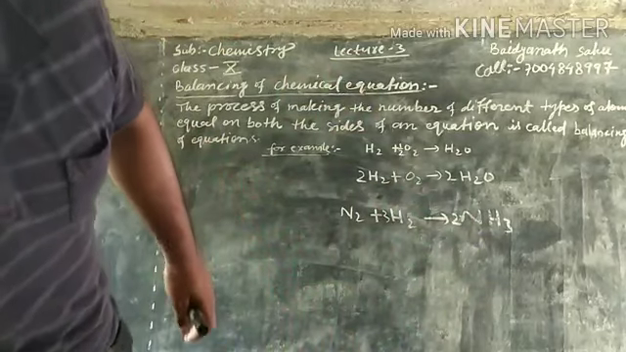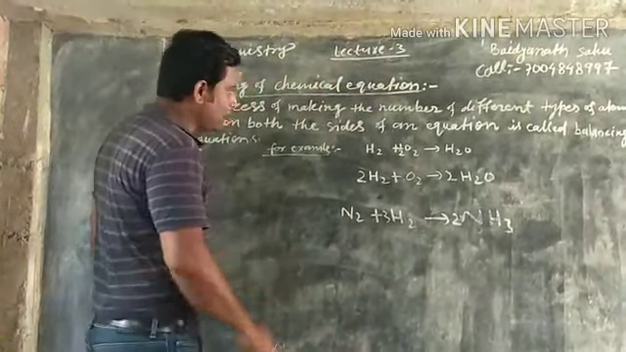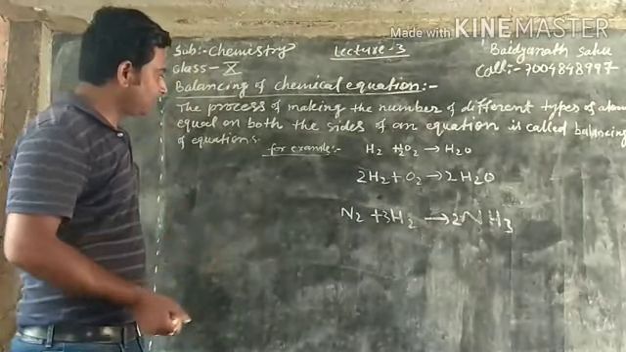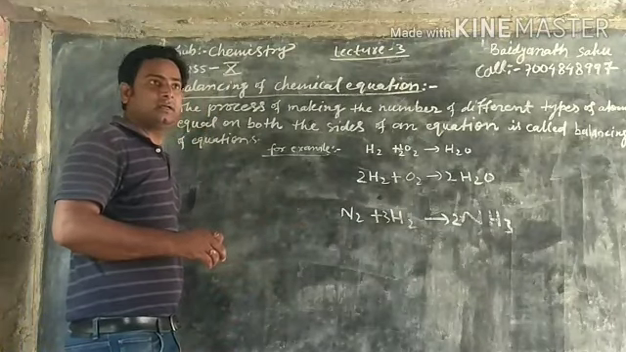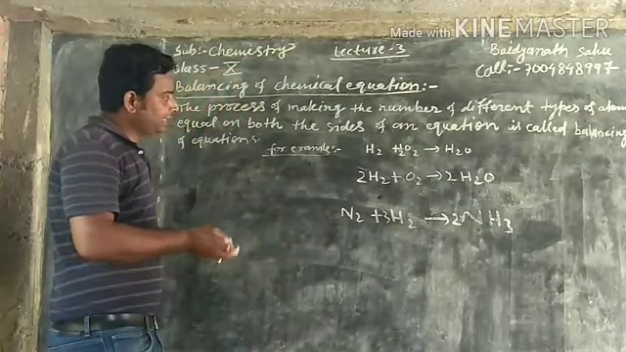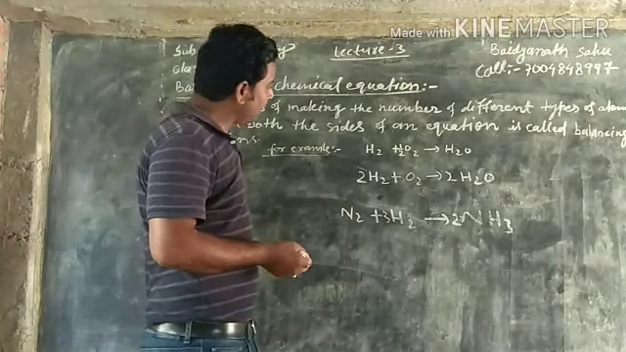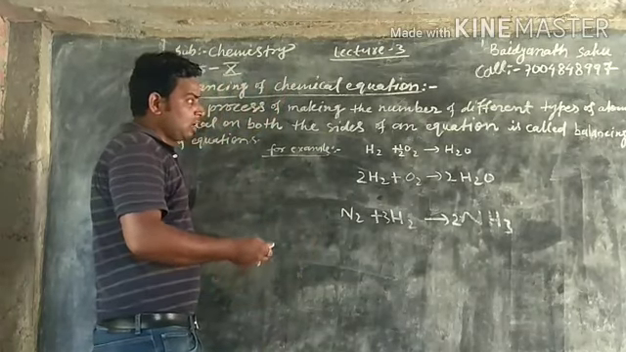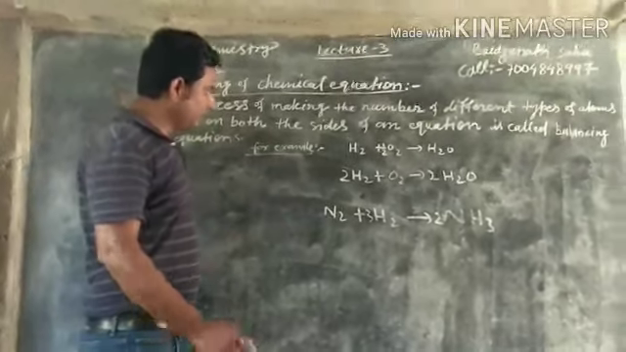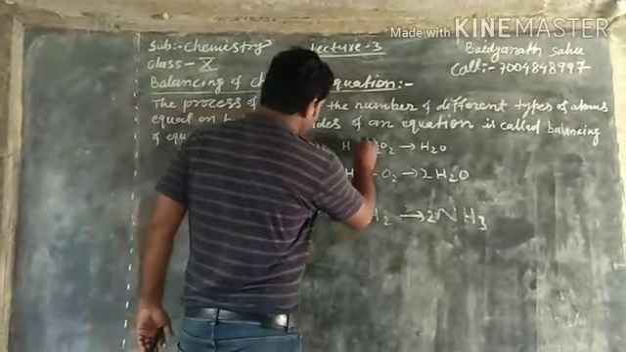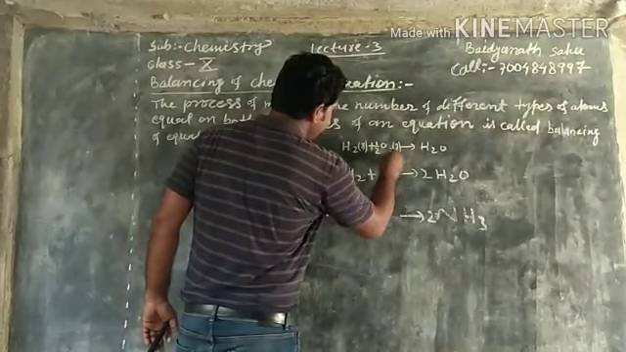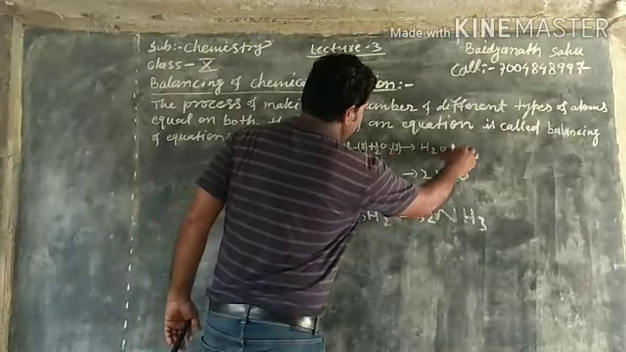For making a chemical equation more informative, we have to indicate the conditions under which the chemical reaction is happening, and the state in which the reactants are reacting and the state of the products. For example, in this equation, hydrogen is a gas, so we have to indicate g here. Oxygen is also a gas, so we indicate g. And water is in the form of liquid, so we have to write a small l.